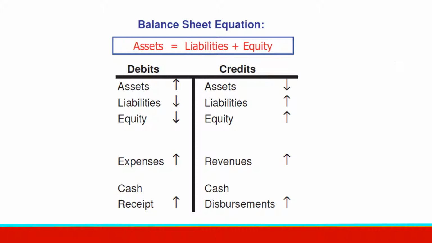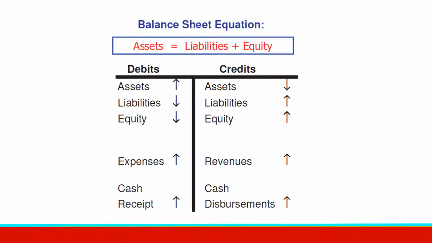So if we've decided an increase in an asset is a debit, then a decrease in an asset must be the opposite, or a credit. And if we've decided that an increase to a liability or an equity account is a credit, a decrease in a liability or an equity account must be a debit.